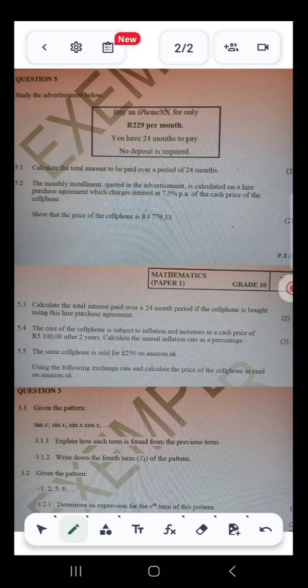Okay. So question 5, let's do it. Study the advertisement below. It says buy an iPhone XX for only 229 rand per month. So the advertised iPhone costs 229 rand, and then you have 24 months to pay. No deposit is required. So this one is very straightforward, right? How many months, no deposit.